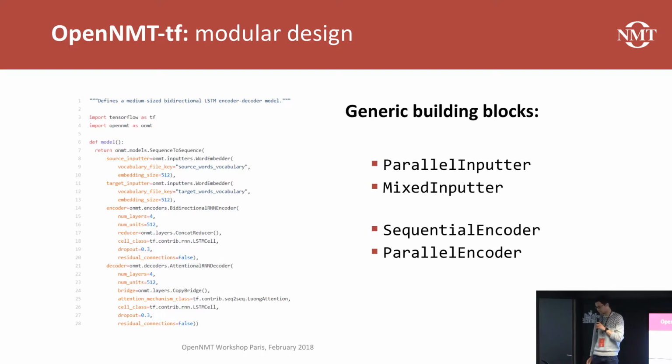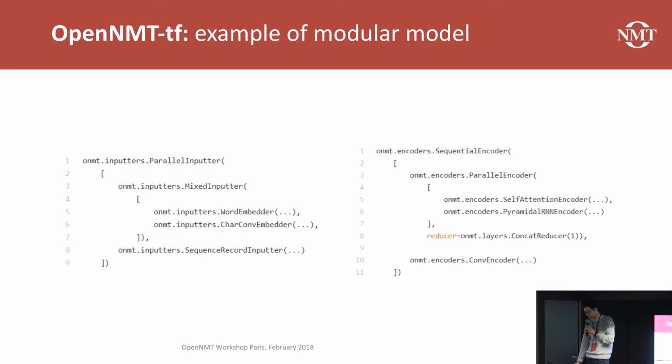And actually, it doesn't limit to that design. I introduced some generic building blocks that you can reuse and combine together. For example, you can have multiple inputs in parallel, that means several files that you can feed into your network. You can apply a mixed input on one file, that means usually several embeddings that you compute in parallel. You can also pipe encoders together. For example, start with an RNN, then you feed the output of the RNN into a convolutional layer. And you can also use parallel encoders, that means you encode multiple inputs in parallel.